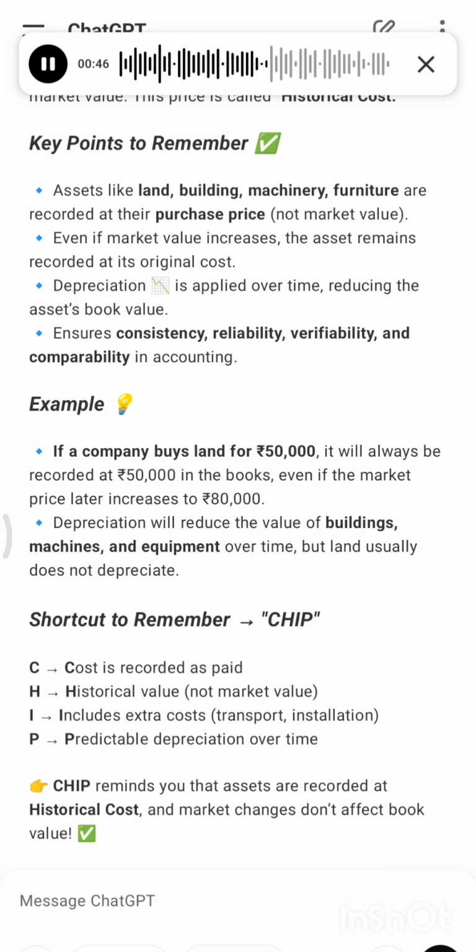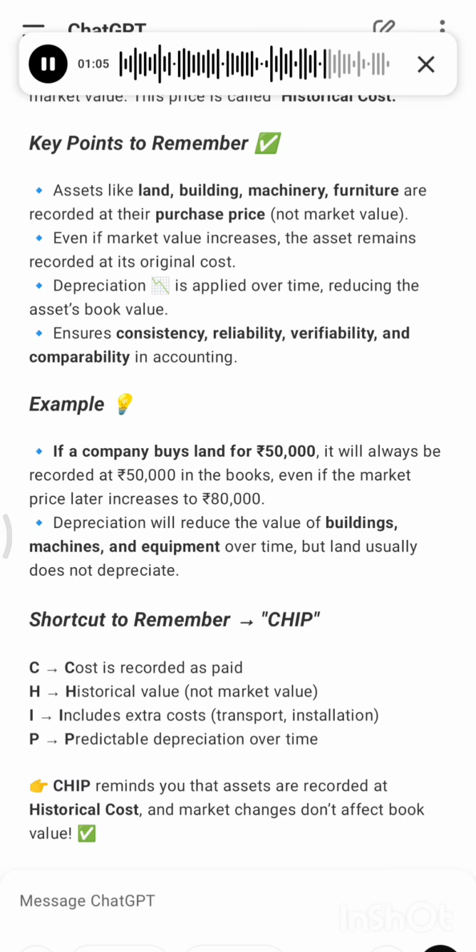Example. If a company buys land for $50,000, it will always be recorded at $50,000 in the books, even if the market price later increases to $80,000. Depreciation will reduce the value of buildings, machines, and equipment, but land usually does not depreciate.